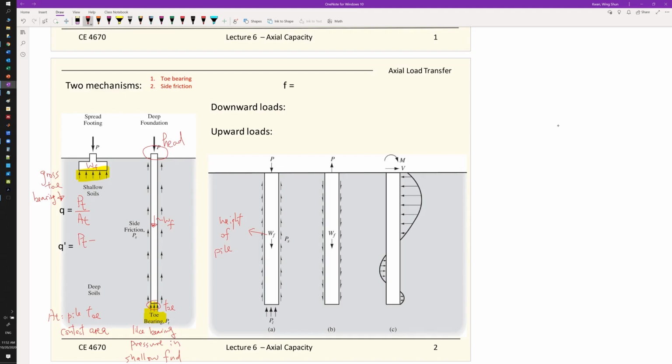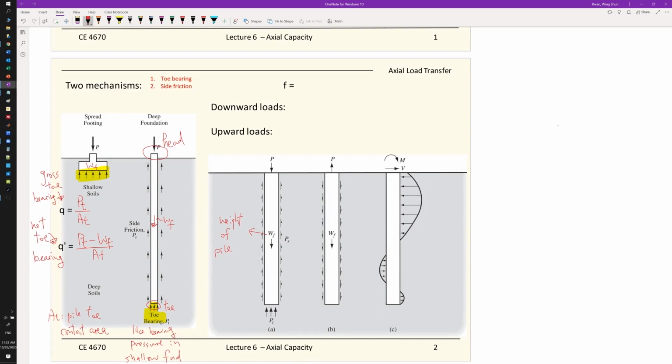So if we subtract the weight of the foundations, because the direction of the weight of the foundations is opposite to the resisting force of the toe bearing, the polarity of the two is opposite to each other. So if you also consider the weight of the foundations, the toe bearing that you calculate over there, we call it net toe bearing.